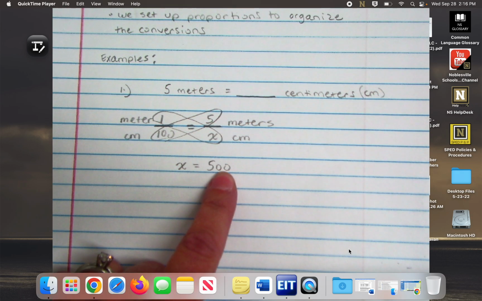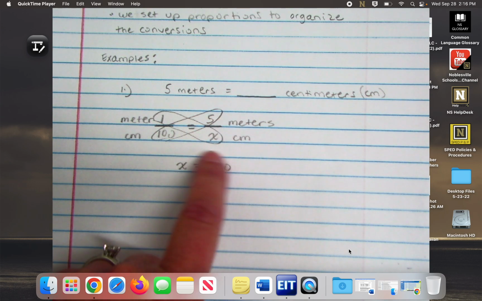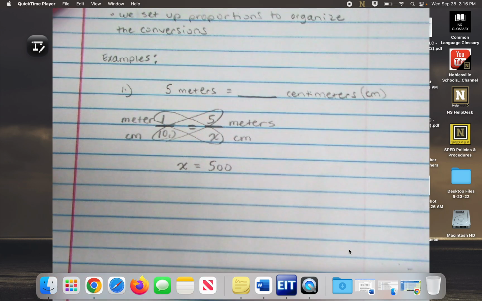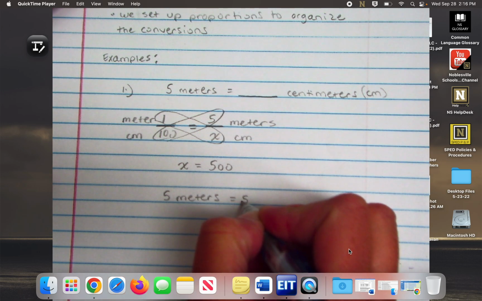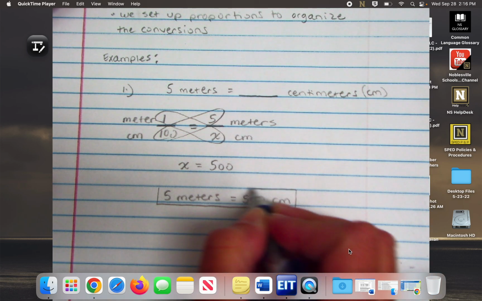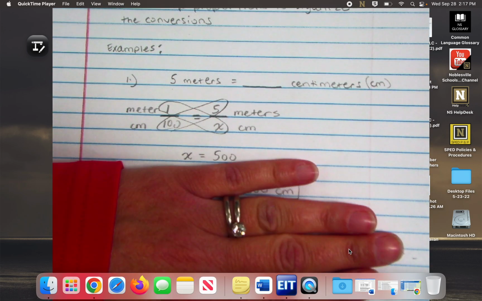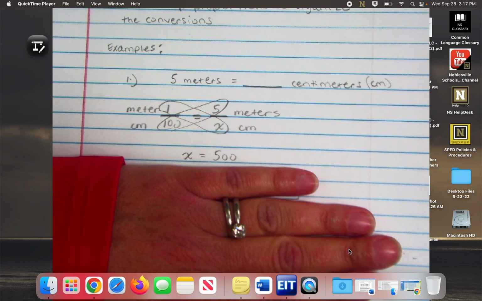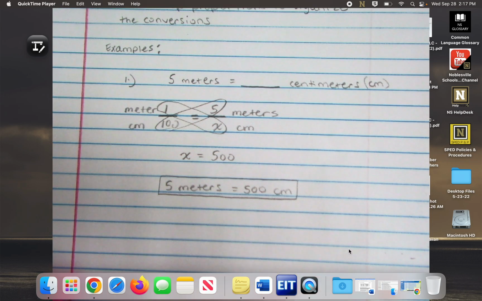What does this 500 represent? It is, because if you look back, x equals centimeters. Well, where is our x? Right here. Next to the centimeters. So I know that 5 meters equals 500 centimeters. And that's my final answer, where you put it all back into the original 5 meters equals 500 centimeters. If you just left it at x equals 500, I don't know if that's meters or centimeters. So you have to take it the step further, so I know that you do understand what that's asking for.